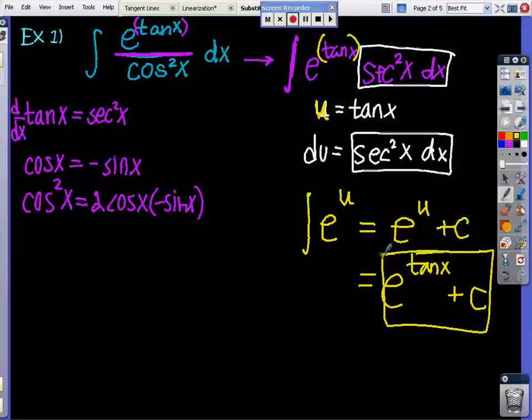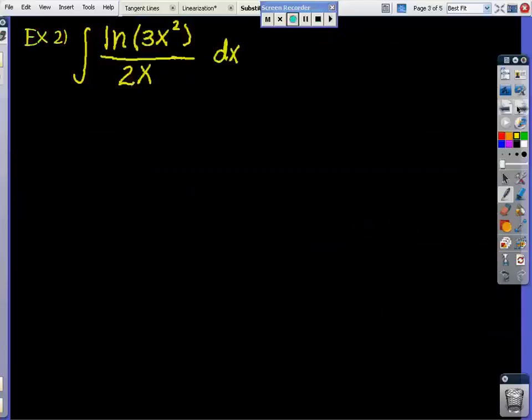All right, let's try another one. ln of 3x squared all over 2x. And let's hope that I did not make a mistake with this. I feel like this one may not work out.